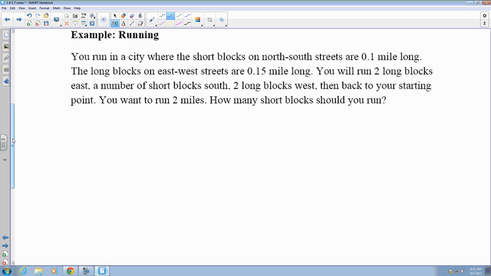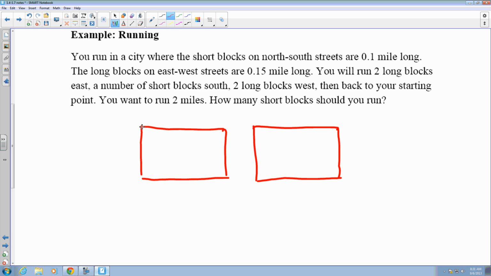So this is kind of a confusing question, but something I always find helpful is to draw a picture. So I'm going to draw a picture of these blocks, and we can figure out from there what we're going to do. Here's just a couple of them. Okay, they said that the north-south streets are 0.1 miles long. So north to south. And then the east-west streets are 0.15 miles long.